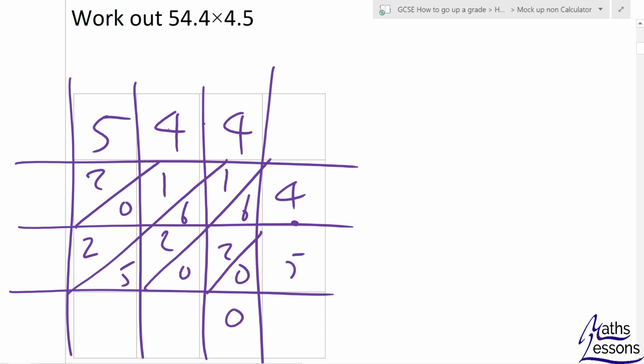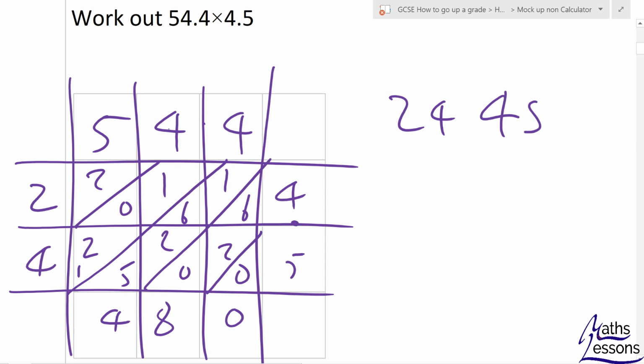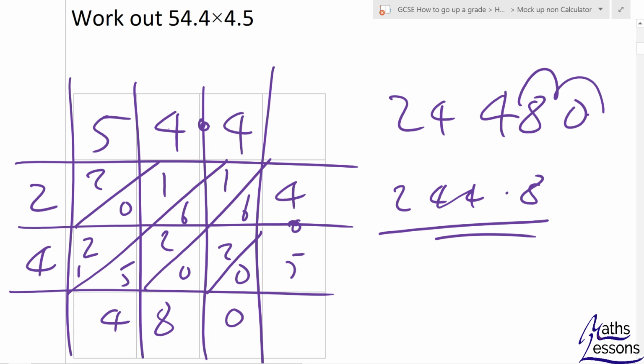0, 6 plus 2 plus 0, 8. 1 plus 6, 7, 8, 9. That's 14. So take that 1 into the next one. 3, 4 into there, and then there. So our number is 24840. And how many decimal places do we have? We had 2. So go 1, 2, and the answer is 244.8.